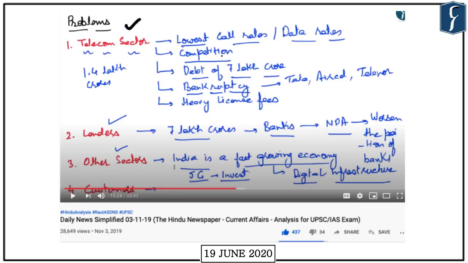For example, the issue of lowest call rates, which leaves no space for profit, cutthroat competition, burgeoning debt of 7 lakh crore, the issue of bankruptcy being faced by Tata and ASL, and exorbitantly high license fees. Also, the issues related to other sectors which shadow the profits of the telecom sectors were also discussed. So, from the perspective of prelims examination, it is important to keep in mind the definition of AGR and how it impacts the overall functioning of the telecom companies. But from the perspective of mains examination, it is important to keep in mind these problems.